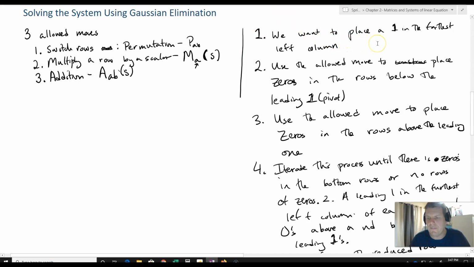Okay? In the process of Gaussian elimination, what we want to have happen is we want to place a 1 in the furthest left-hand column that we possibly can, and then use allowed moves to place zeros in the rows below and above our values. You can go either way, but make sure that you start out with the furthest left-hand column, get all the zeros above and below first, and then move on to the other columns. If you don't, you're just going to end up repeating work.